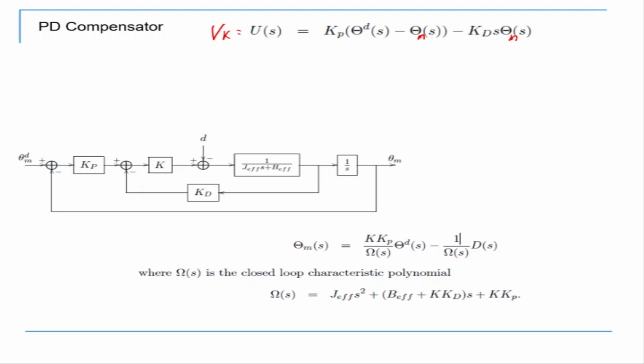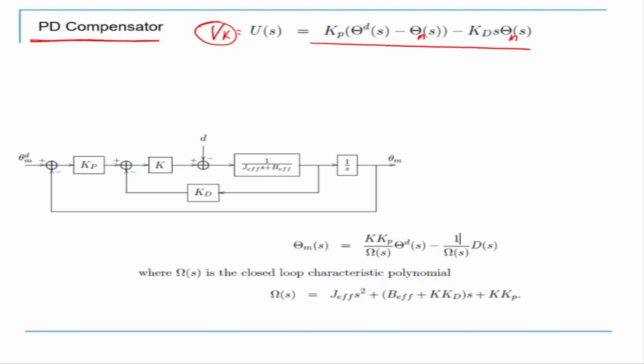So first of all, we decide a PD compensator or PD controller. Now this PD controller has a Kp and a Kd. This is something we have studied. So it's a proportional gain and a derivative gain. So Kp into theta d s minus theta m s. Theta m s is the present position of the motor. Theta d is the desired position of the motor. So I take this Vk or V in and I put it inside the previous equation.